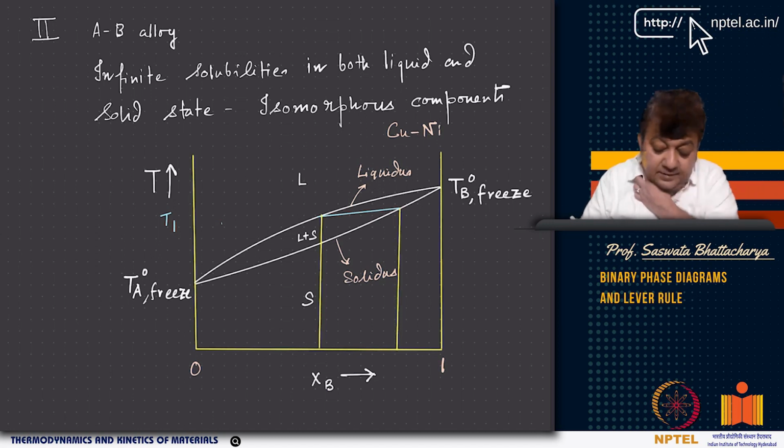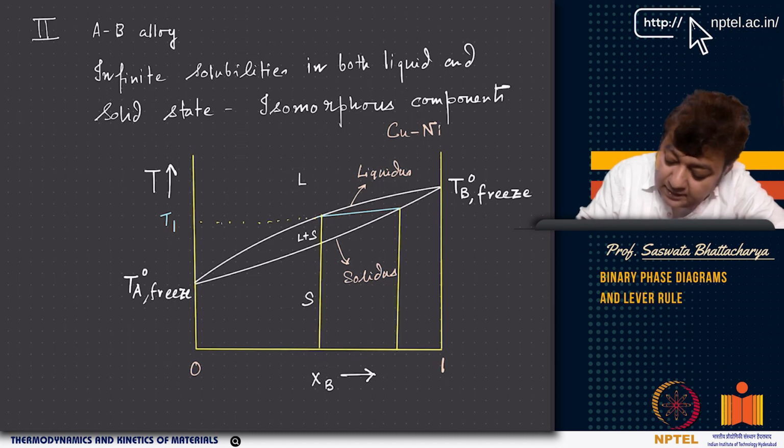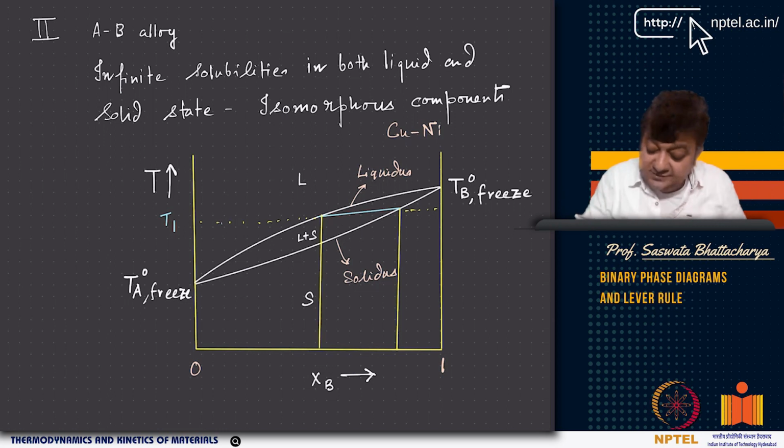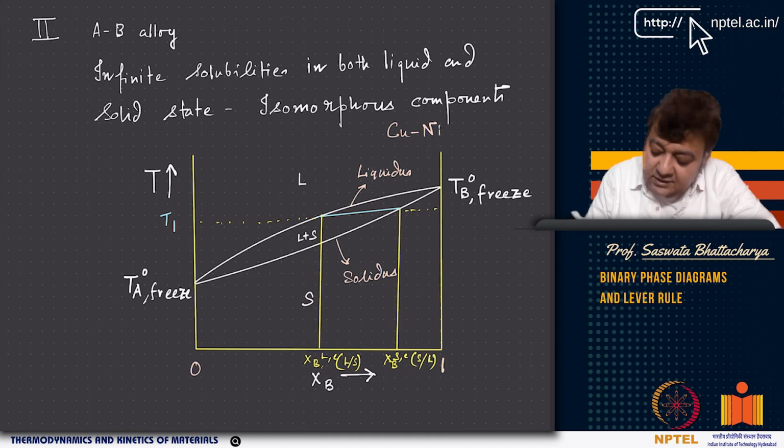that at temperature T1, this is the composition, so this is XB, this is the liquid composition which is in equilibrium with the solid, XB liquid, and this is XB solid, which is in equilibrium. So this is solid liquid equilibrium, right.